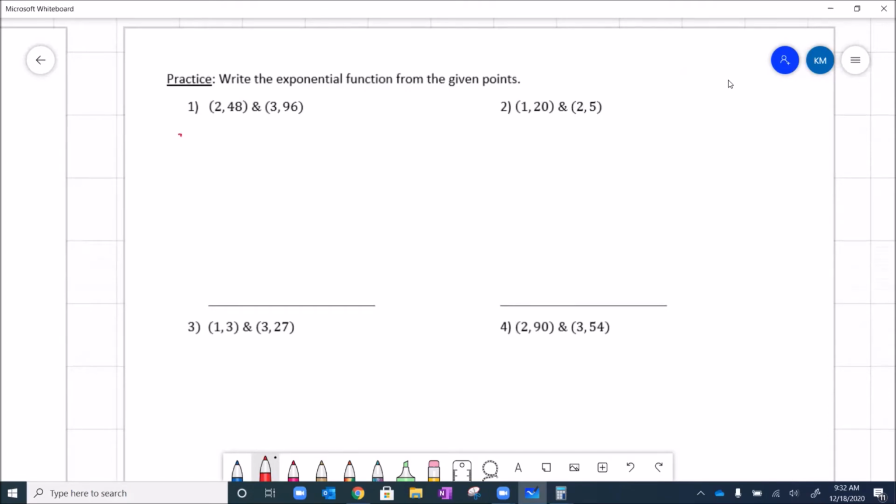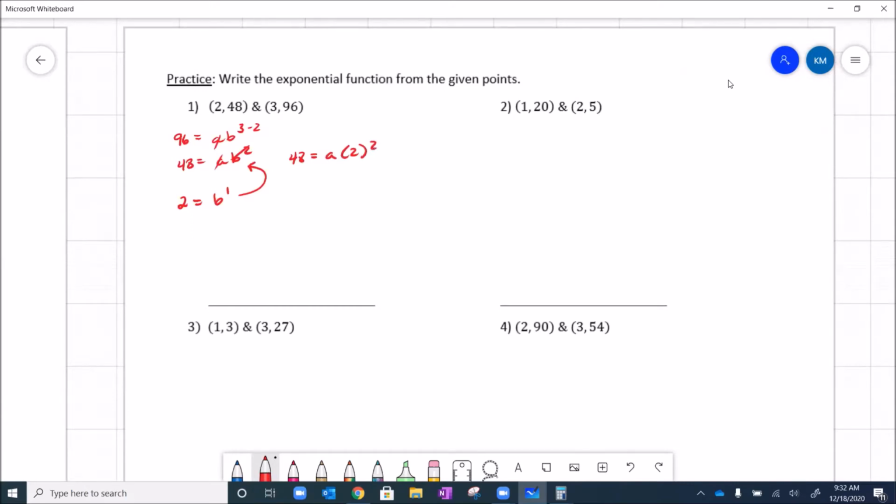Writing my system out, 96 equals a times b to the third. 48 equals a times b to the second. Do my division. 96 divided by 48 is 2. The a's cancel out. 3 minus 2 gives me b is 2. Okay, once I find out that b is 2, I plug it back in. I'm going to plug it into the second equation.